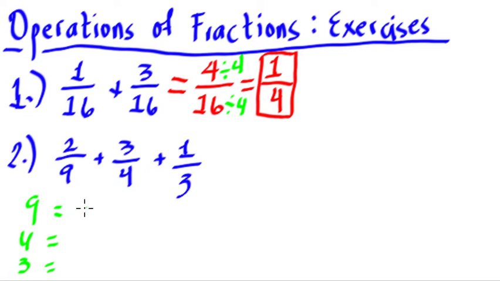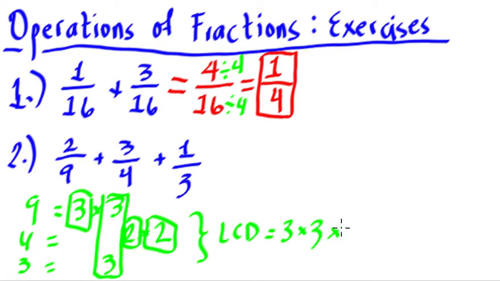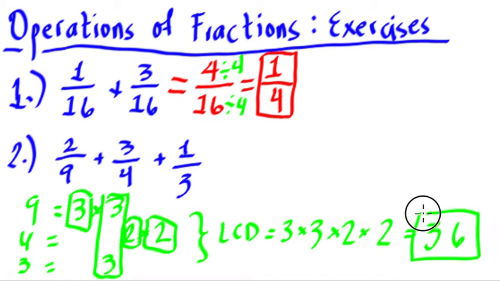So how can we do this? 9 is 3 times 3. 4 is just 2 times 2. Let's put it here, 2 times 2. And 3 is just 3 times 1. So looking at the values here, we're going to box all the individual ones. So what's our LCD? LCD is equal to 3 times 3 times 2 times 2. This is going to give us 6 times 6, which is 36. Meaning 36 is our LCD. So we need to transform all the denominators here into 36.